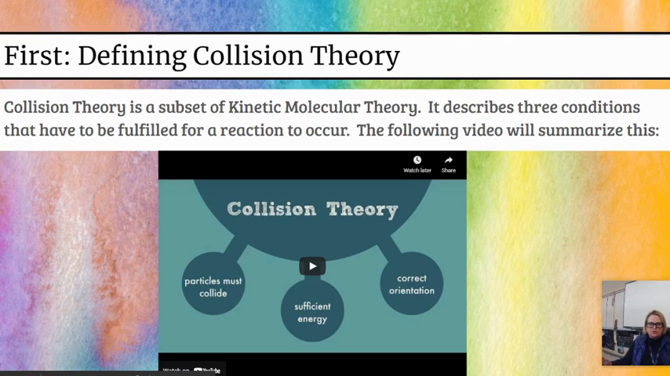To review, the three things that have to happen for a chemical reaction to occur are, first of all, those molecules or particles must collide with each other inside of a container. They must collide with sufficient energy in order to cause a reaction to occur. And they have to collide with a particular correct orientation. And this third piece is going to be incredibly important when we start talking about organic chemistry.